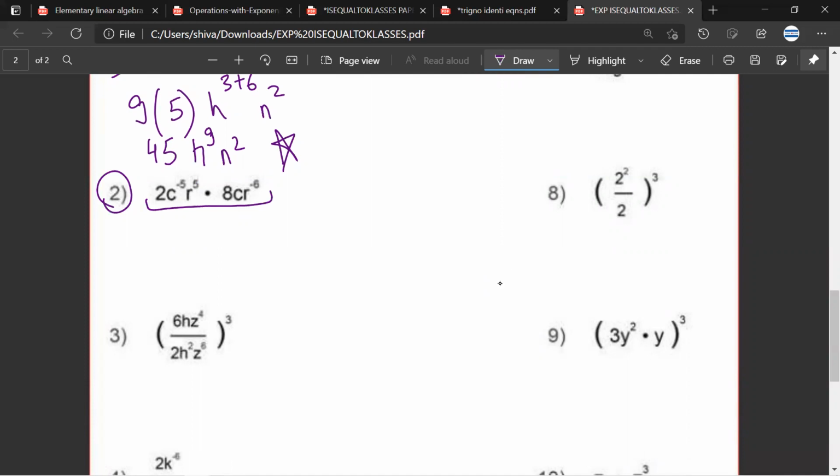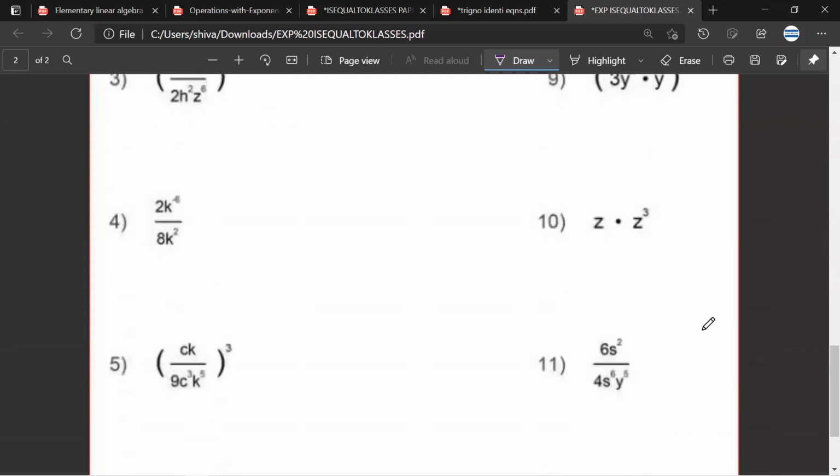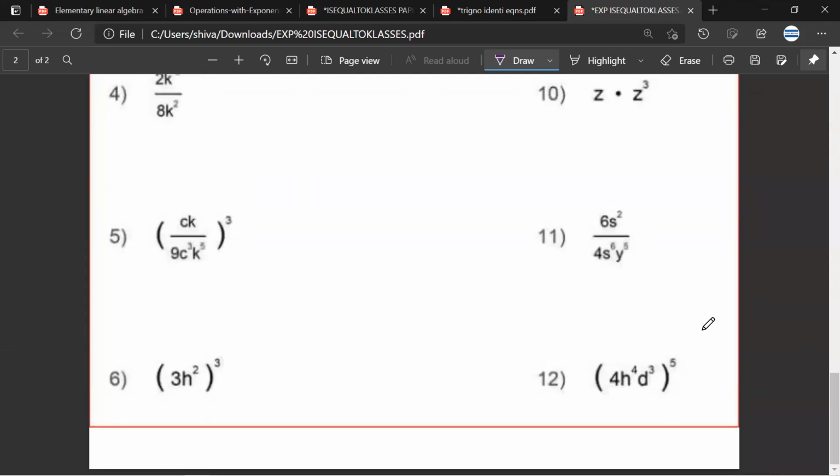So it will be 2c raised to the power minus 4 into 8r raised to the power minus 1. So we can multiply 8 and 2. So 16c raised to the power minus 4, r raised to the power minus 1. Satya, any doubt? No. Okay. Satya, how should I solve this?